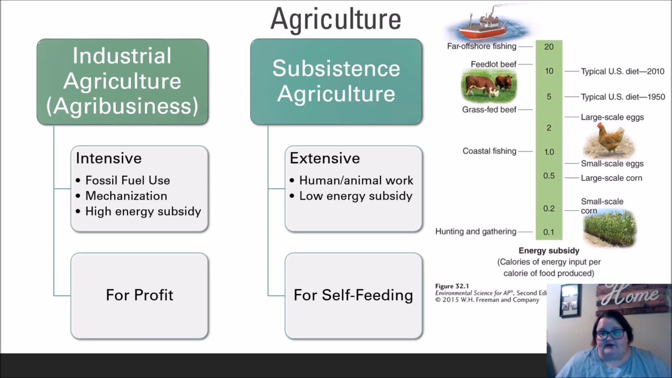Industrial agriculture, also known as agribusiness, came to prominence after the Industrial Revolution. Agribusiness makes use of mechanization and economies of scale to produce large amounts of a single crop or animal product. It is considered to be intensive, as it requires large amounts of inputs in the form of fossil fuels, water, and raw materials to produce machinery and other required components. The products of agribusiness are said to have a high energy subsidy, which is the measure of fossil fuel or human energy that is used to produce 1 calorie of food. The graph on the right compares the energy subsidies of various types of agriculture.